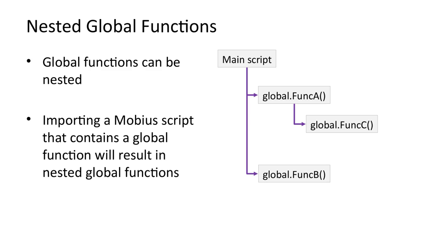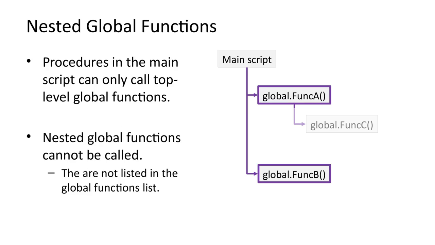Global functions can be nested. The diagram shows a main script with 2 global functions, called function A and function B. In addition, function A has its own global function called function C. Procedures in the main script can only call top-level global functions. Nested global functions cannot be called. So in this example, the procedures in the main script can only call function A and function B. So function C cannot be called.